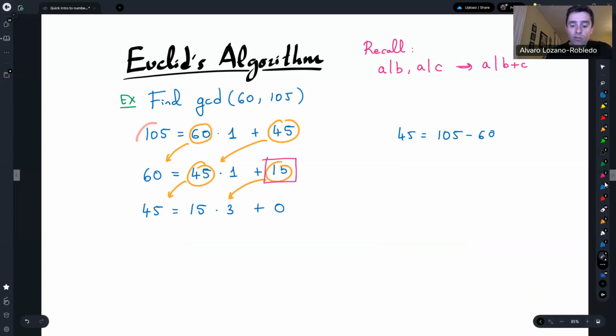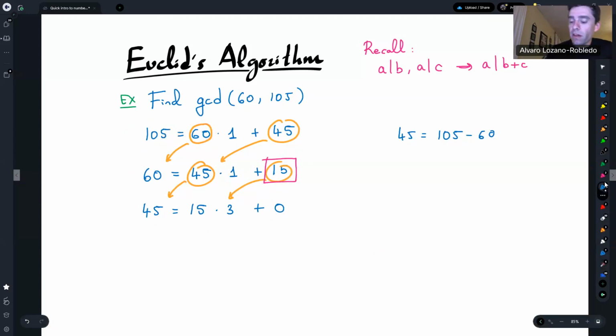And now suppose it divides this, then it divides 60 and 45, so it has to divide 15. But this last equation with a 0 tells me that 15, in fact, divides 45. And if 15 divides 45, then it also divides 60. And if it divides 60, since it divides 45 and 60, it also divides 105. So what we've concluded is that a common divisor of 105 and 60 would divide 15, but 15 is a common divisor of 105 and 60, so that has to be the GCD.